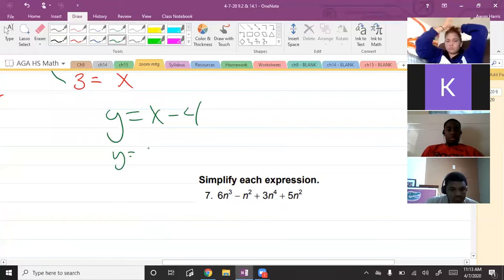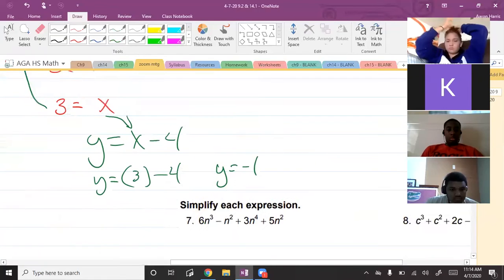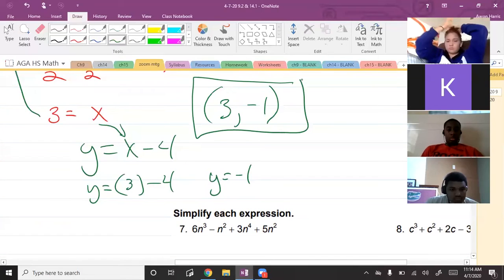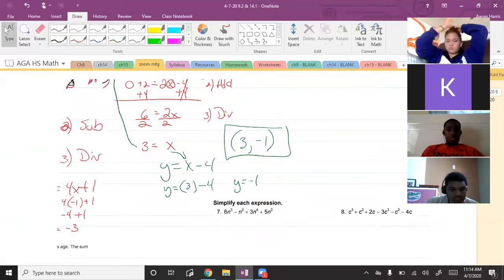I get y equals parentheses 3, because it says right there x is equal to 3, so I put it in. So now y equals 3 minus 4, so y is equal to negative 1. If x is 3 and y is negative 1, then that means (3, negative 1) is my answer. That is where both of those lines intersect if I graph them. That's where both of those lines are true when I solve them, okay?